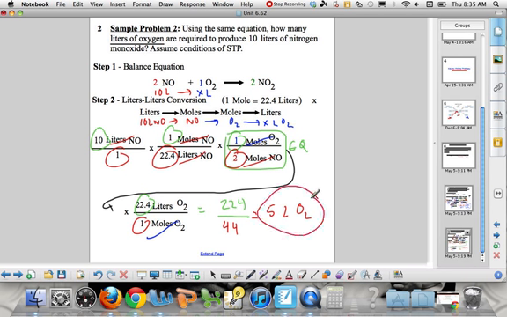That's my answer there. Hopefully you guys can catch on to the volume-to-volume problems, taking liters of one substance and changing it into liters of another substance using our flow chart through stoichiometry.